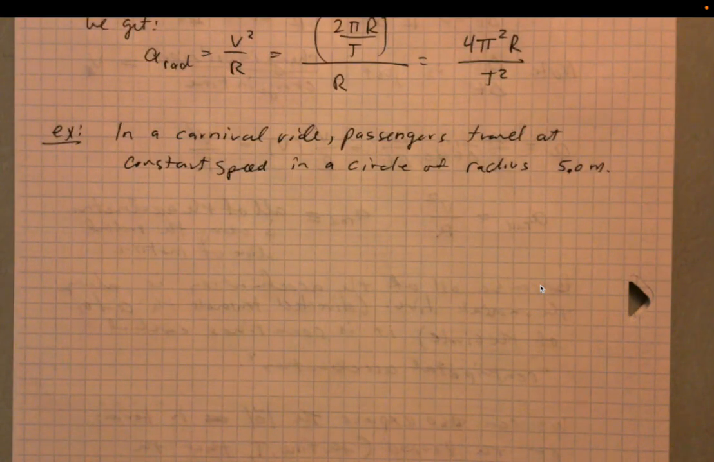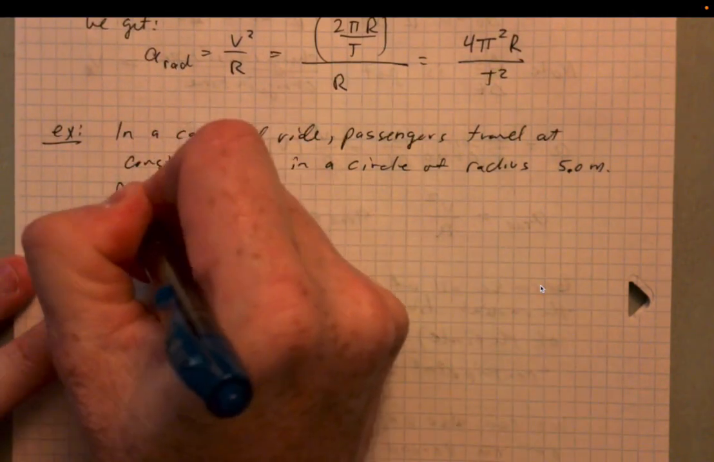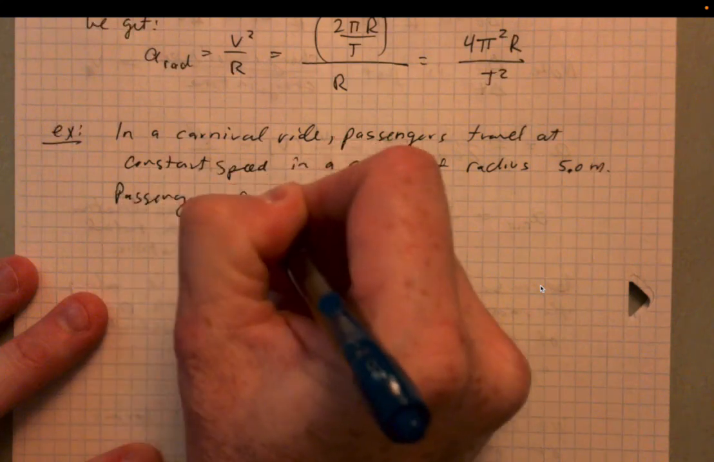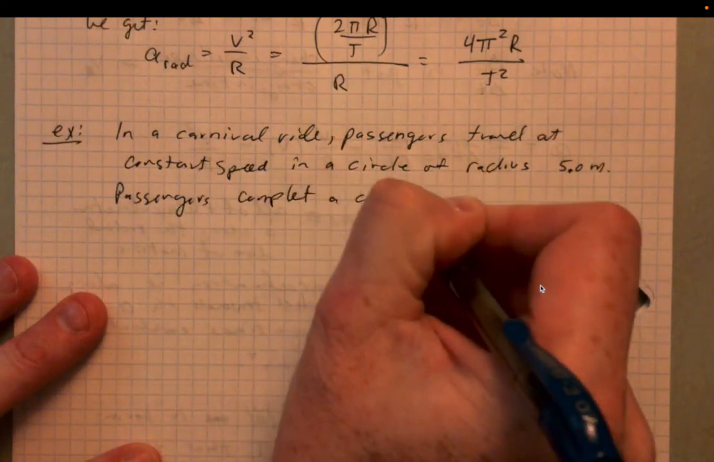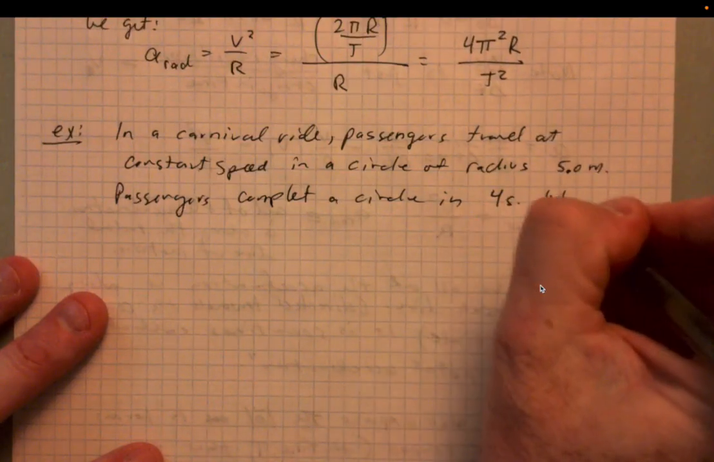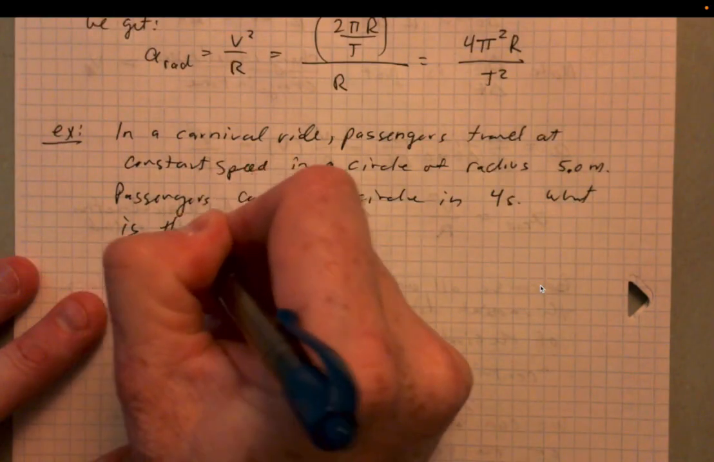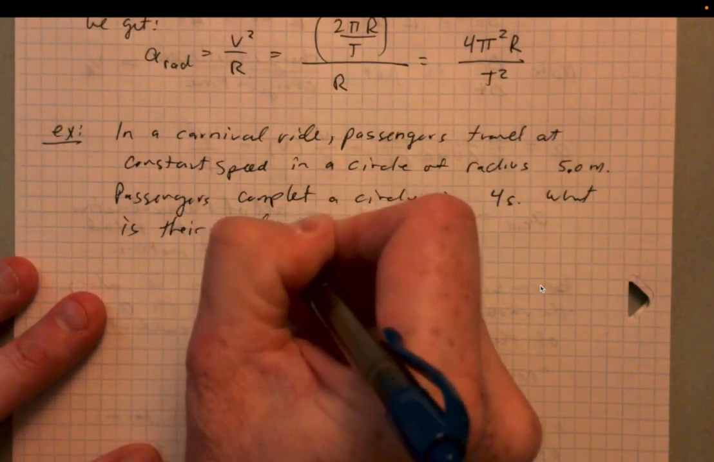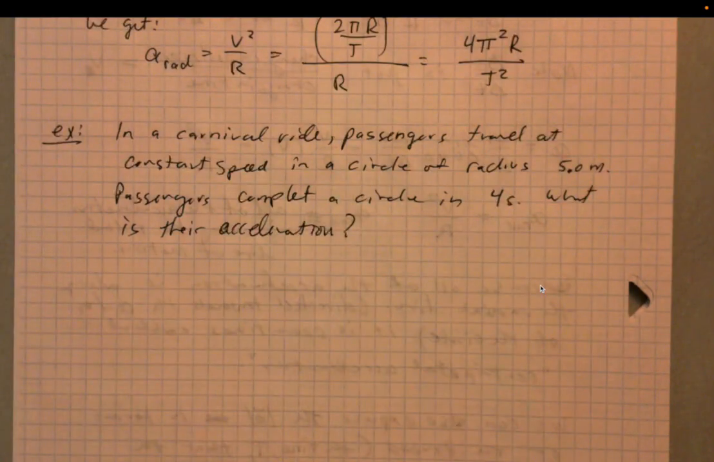If you get on a tilt-a-whirl or some kind of sky swing, this is usually the case. It speeds up initially at the onset, but once it's in motion, it's more or less constant. And passengers will make a complete circle in 4 seconds. They complete a circle in 4 seconds. What's their acceleration?